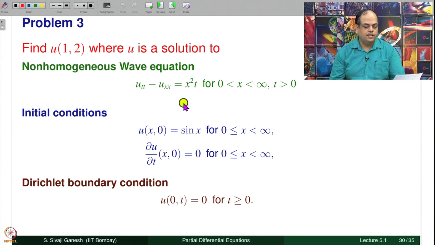One of them is to make this 0, that is, solve the homogeneous problem with the same conditions, and then the non-homogeneous term is handled using Duhamel principle. That is one that we have already explored.